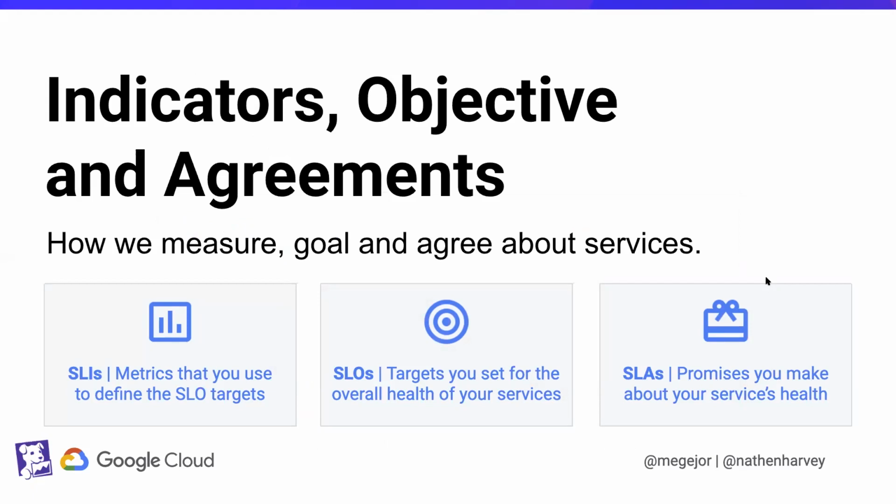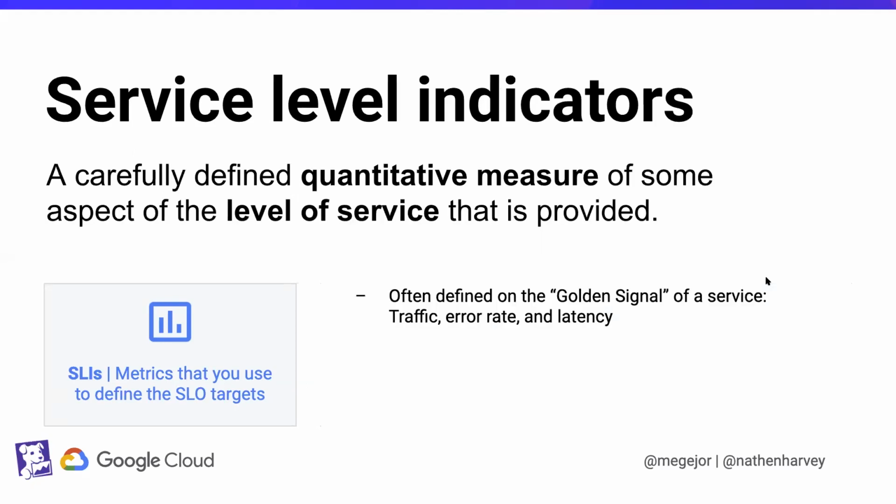So just to recap really quickly, the 3 different S's, and in fact, we didn't even talk about one of them yet: indicators, objectives, and agreements. You've probably heard of SLAs before, service level agreements. I'll talk about those in just a second. But an SLI, or a service level indicator, is a metric that you use.